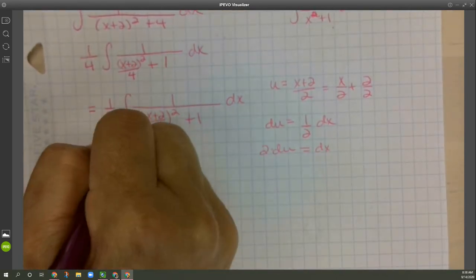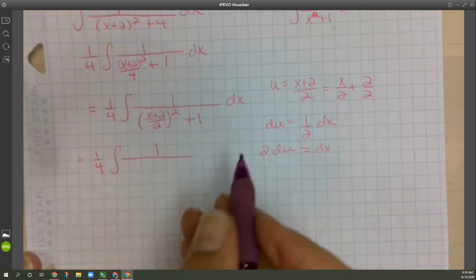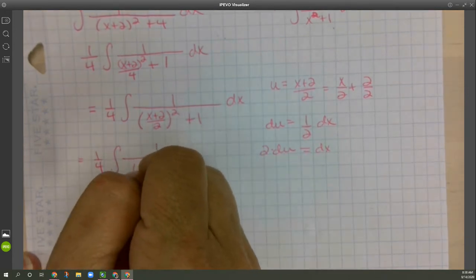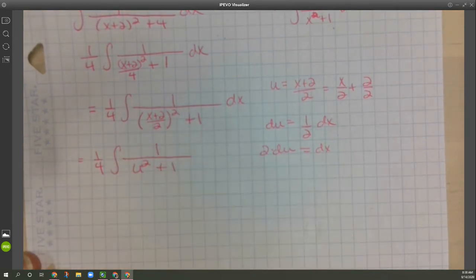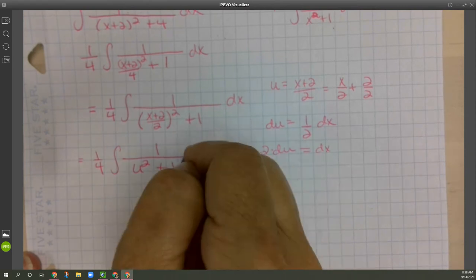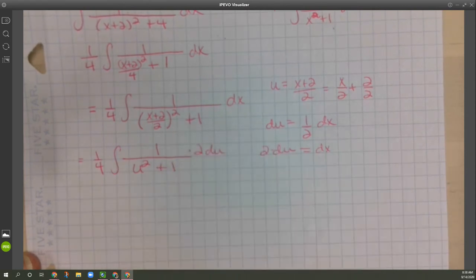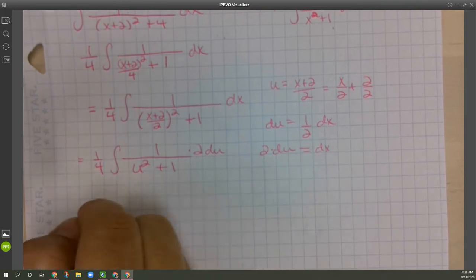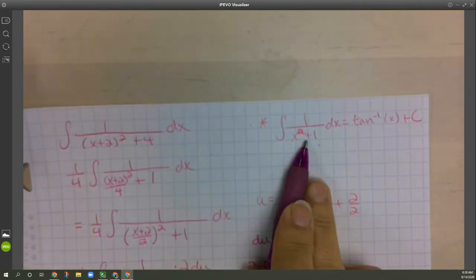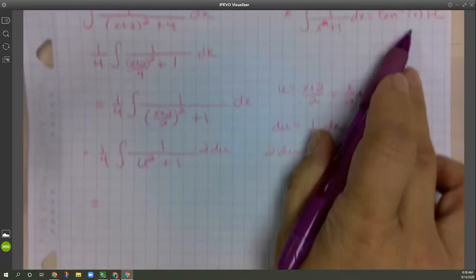So now I'm going to rewrite the integral doing the u sub. So 1/4 outside. This becomes 1 over u squared plus 1. And then in the place of dx, I'm going to put times 2 du. And now I have it in this form where we can use our antiderivative rule.